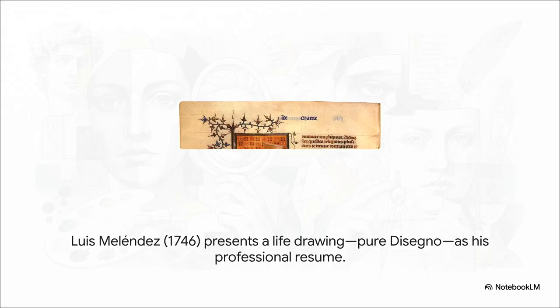And this painting illustrates that point brilliantly. This is Luis Meléndez in 1746. Notice he's not holding a paintbrush. He's holding up a life drawing, a perfect example of disegno. He's staring right at us, proudly showing off the very foundation of his art, his raw ability to capture reality. This isn't just a portrait, it's his visual resume.